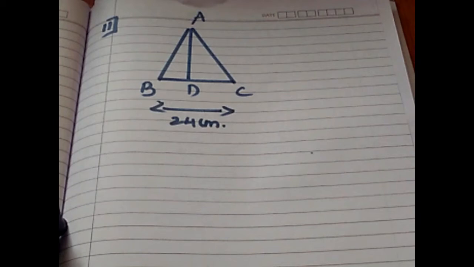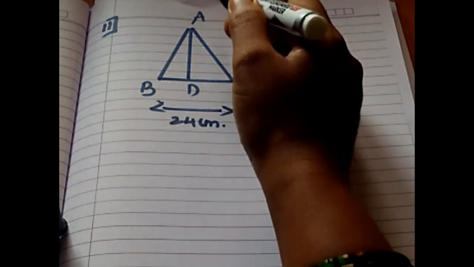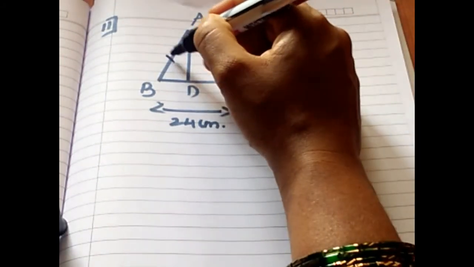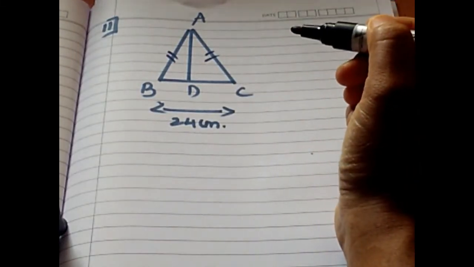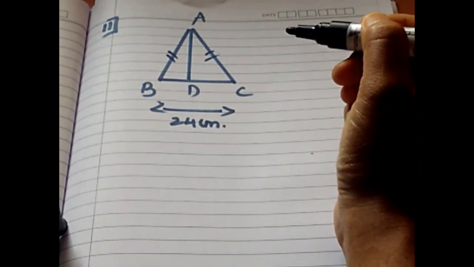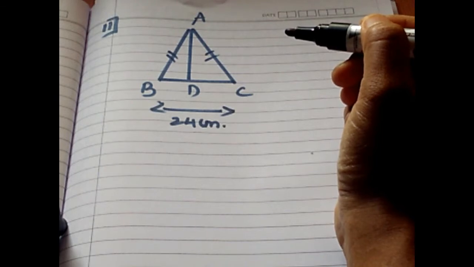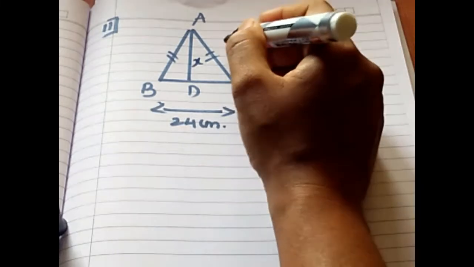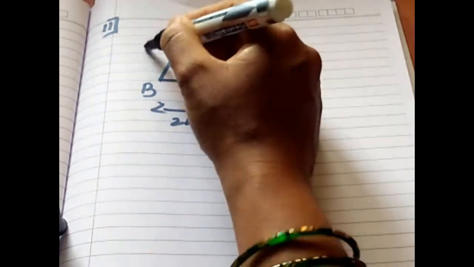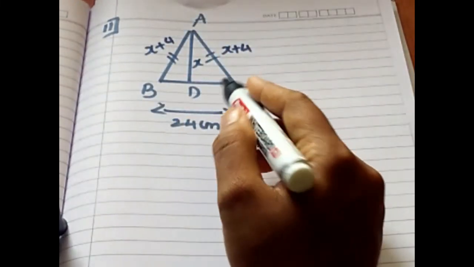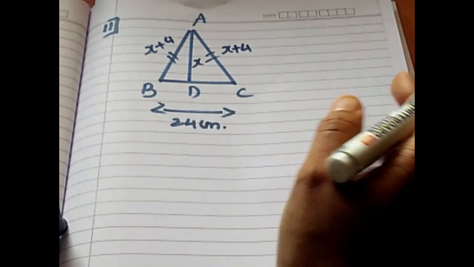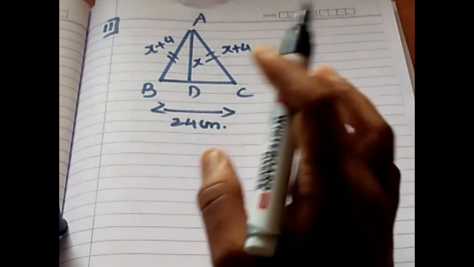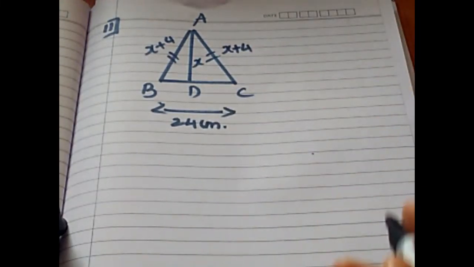Question number 11. Each of the equal sides of an isosceles triangle is 4 cm greater than its height. Let us consider ABC as an isosceles triangle so that AB and AC are equal sides. It is said that the equal sides of the triangle are 4 cm greater than the height. If I consider the height as x, then the equal sides will be x plus 4, and the base is given as 24 cm. We need to find the area and the perimeter of the isosceles triangle ABC.